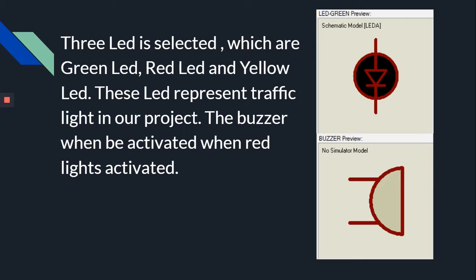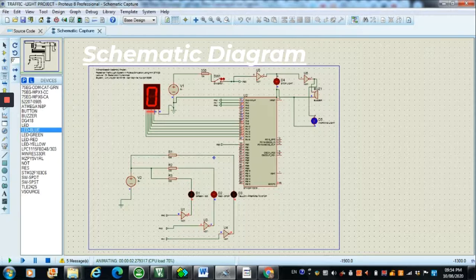As I said, 3 LEDs are selected, which are the green light, red light, and yellow light, which represent the traffic light in our project. And besides that, we also use a buzzer, which will be activated when the red light is activated. Right. So this is the schematic diagram for the complete circuit.